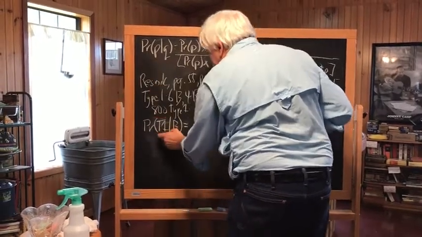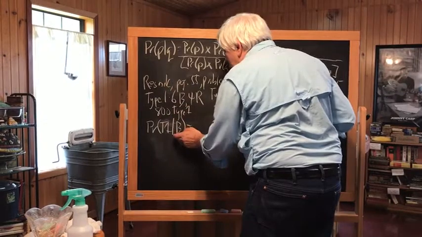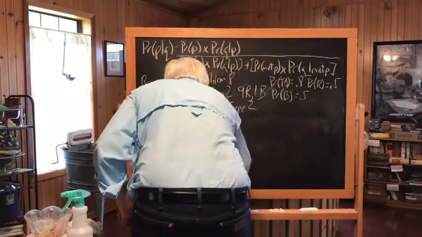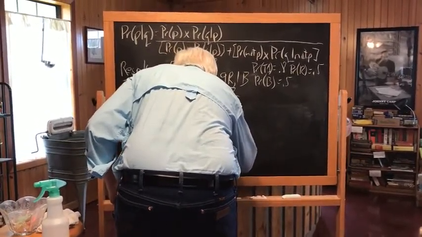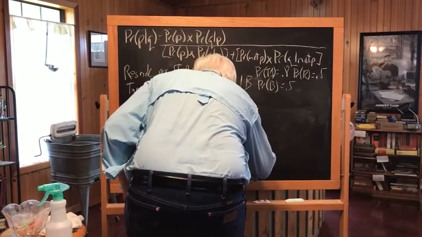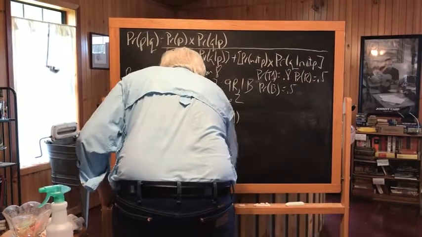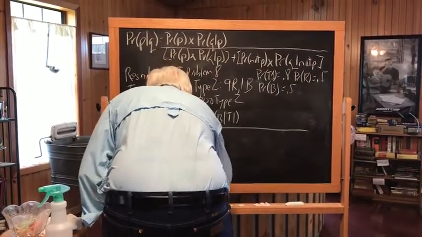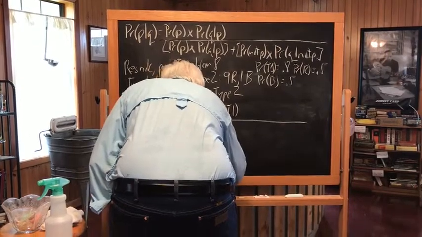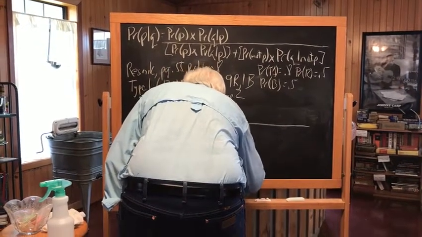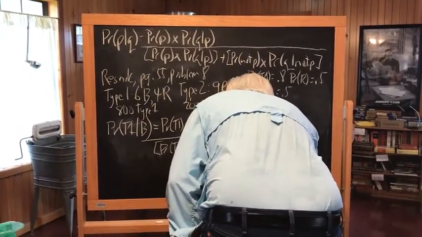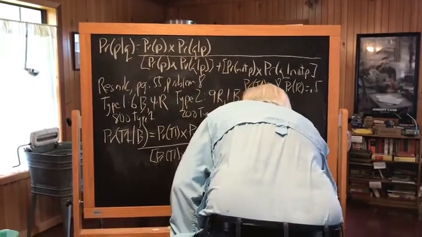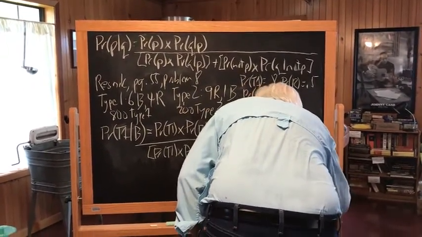The probability of type 1 given that a blue ball was drawn is going to equal the prior probability of type 1 times the probability that a blue ball was drawn given that we drew from a type 1 urn, all of that over the probability that we drew from type 1 times the probability that we drew blue given that we drew from type 1, plus the probability that we drew from not type 1, that is type 2, times the probability that a blue was drawn given that we drew from type 2.